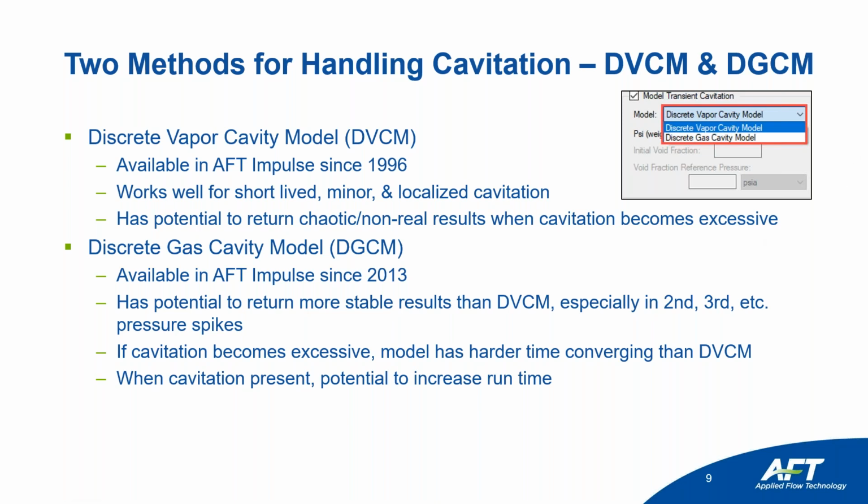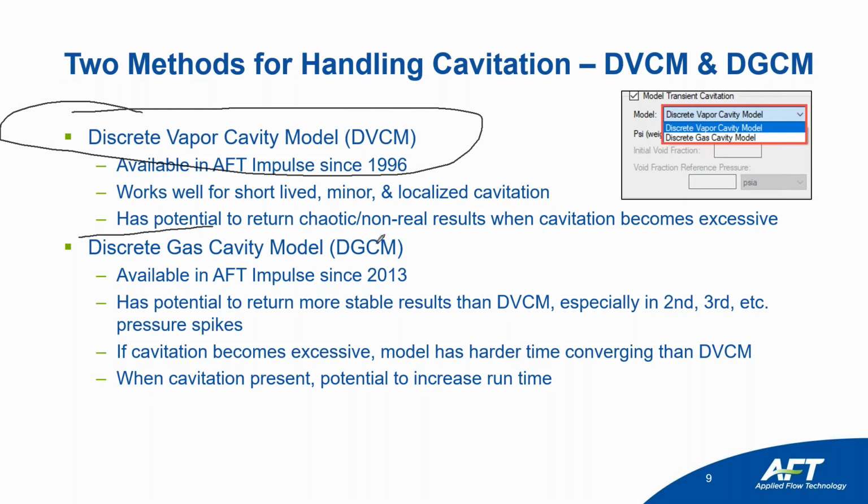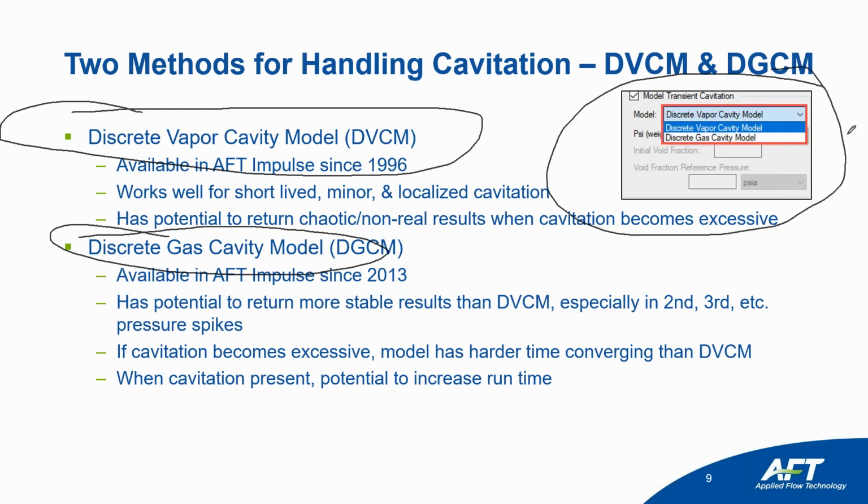There are two methods for evaluating cavitation in AFT Impulse. There's the discrete vapor cavity model and the discrete gas cavity model. If you open up the transient control window from the analysis menu, this is where you can pick which cavitation model you are going to be using. And I'm not going to spend too much time on these basic slides here.